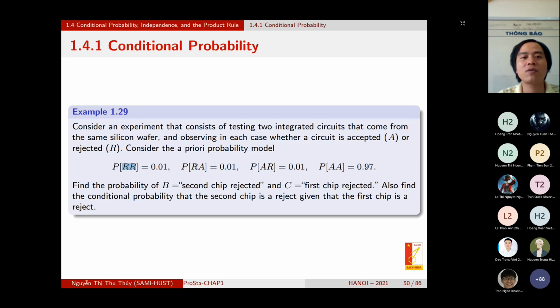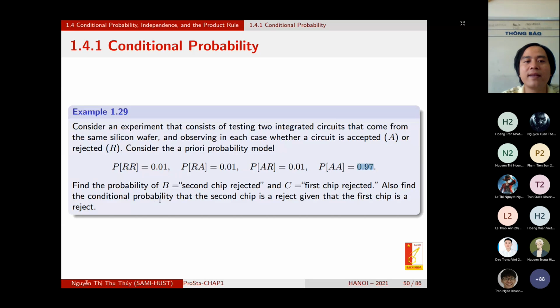And the probability that the first one is rejected and the second one is accepted is also 1%. The probability that the first one is accepted but the second one is rejected is also 1%. These three probabilities are equal to 1%, and the probability that the first one is accepted and the second one is accepted is very big, 0.97.